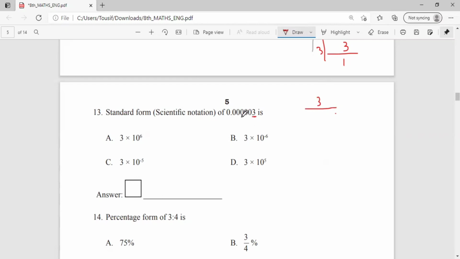Decimal is after how many digits? It's after the 6. So 10 to the power of 6 I'm going to write, right? When you solve this, 3 divided by 10 to the power of 6, we're going to get the value as 0.000003. But we need to write it in the standard form. So what we're going to do is take this denominator value into the numerator. So the power changes. That means it gets into negative form, that is 3 into 10 to the power of minus 6. So our answer is going to be option B.